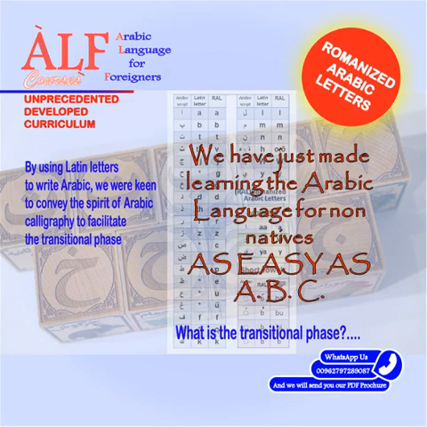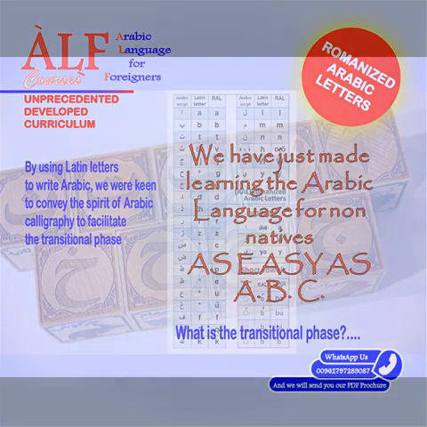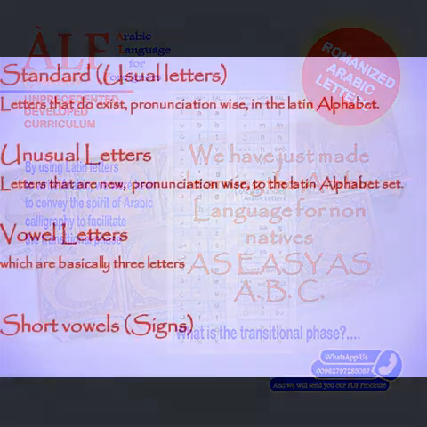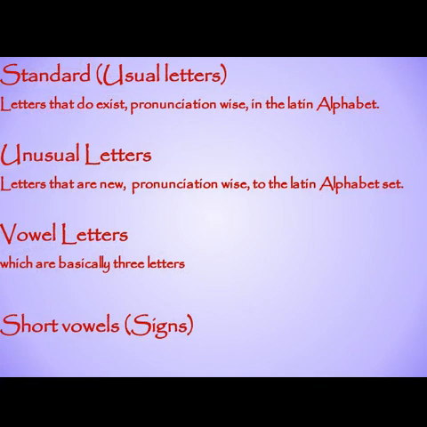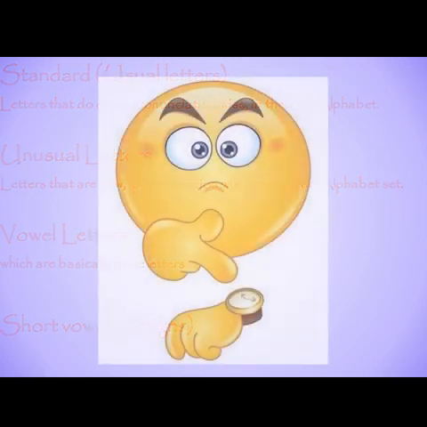Well, for a starter, we have made four groups of letters. These groups are usual consonants, unusual consonants, standard vowels, and short vowels or signs. In the next clip, we are going to talk about the Romanized Arabic letters in more detail.